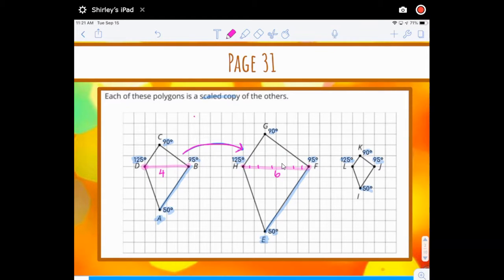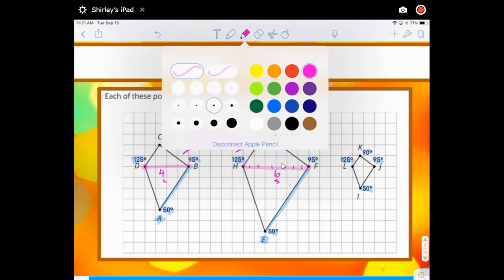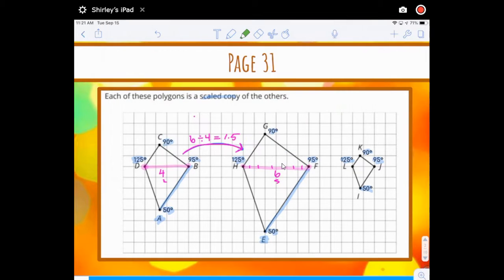So the arrow will help you because you're always taking the end of the arrow divided by the start of the arrow. I drew it going to shape E, so that means I'm going to take 6 divided by 4, because that's where my arrow started, and that's going to tell me 1.5. So then all I have left to do to find the scale factor is take one more side or one more pair of corresponding parts.